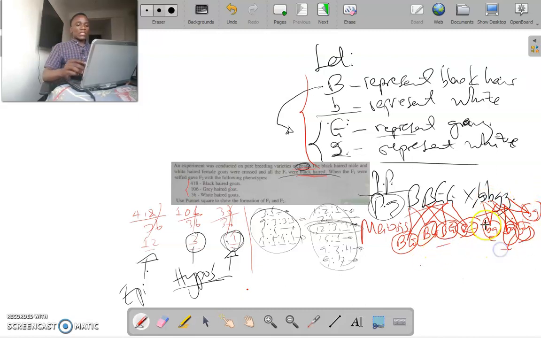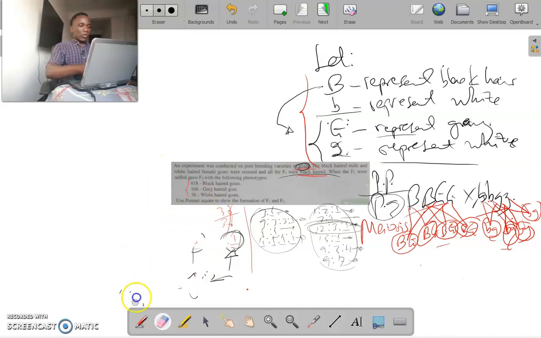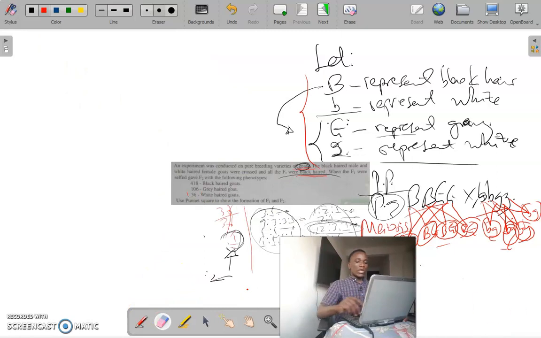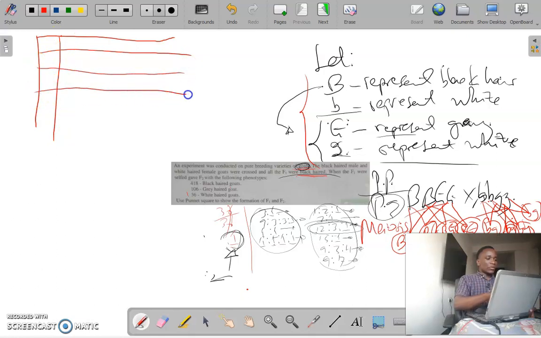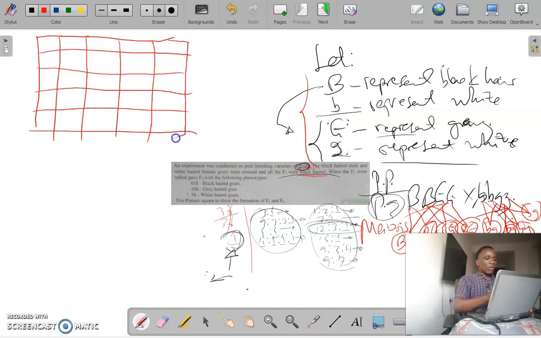After having those gametes, we must draw the Punnett square. So let me clean and make some space for drawing the Punnett square. Now the Punnett square, I think everybody knows. So here will be the Punnett square. It has 1, 2, 3, 4 columns, and now 1, 2, 3, finally 4 rows. So now this is the Punnett square.